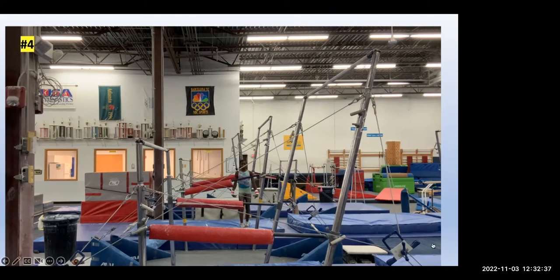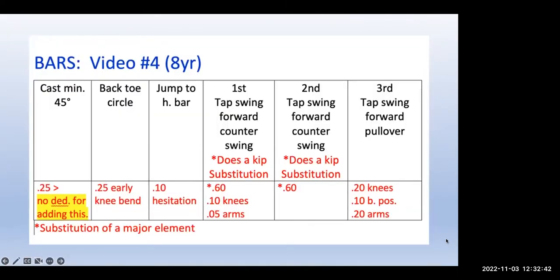Well, that'll throw you off because she did something totally wrong. So let's look at what she did. She did that cast, no deduction for adding that, but we take the angle of the cast, 0.25. And then the toe circle, total or early knee bend again, all the way around. Start straight, bend on the way up is what's allowed. Jump to the high bar. She had a hesitation to get there.